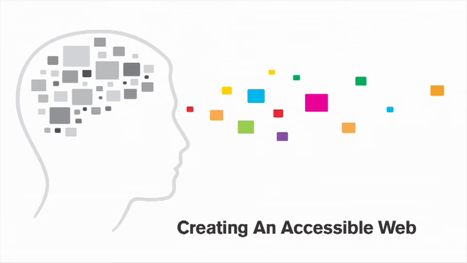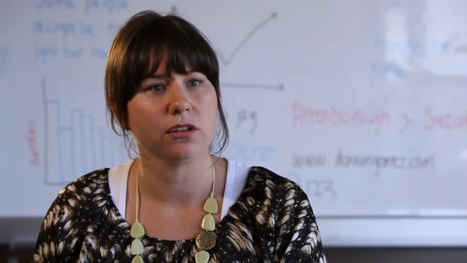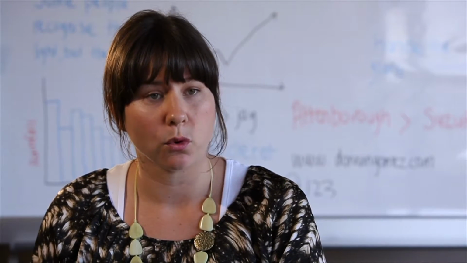Colourful rectangles are scattered outside a head containing grey rectangles. Title: Creating an Accessible Web. Ultimately, we're all responsible in making the web accessible to everyone. You shouldn't have any kind of barrier to you if you're trying to access important information.